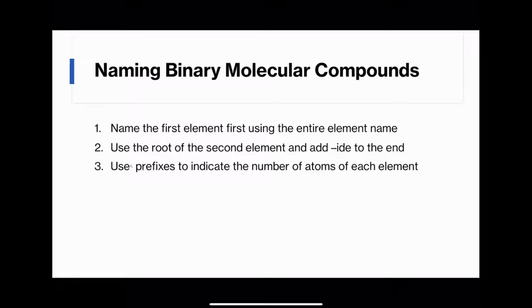So first thing you're going to do is name the first element first using the entire element name. The second is use the root of the second element and add "-ide" to the end. And then use prefixes to indicate the number of atoms of each element. So this one's a little bit easier, I think, when we name these compounds because they're pretty straightforward about how many atoms are present. Unlike ionic compounds, we just use the element name without really indicating how many atoms there are. But for covalent compounds, it's a lot easier.